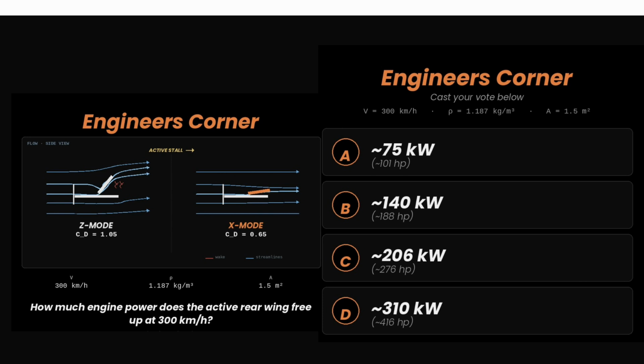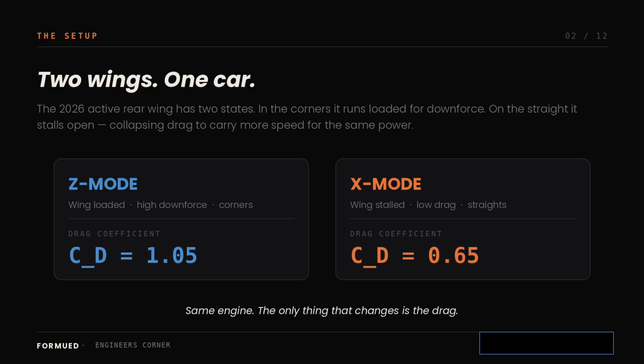And if you want to know the why, let's get into it. Let's talk about why and how this actually happens. So the finer details: it's not two wings, it's two wing configurations, one car. We have Z mode, which is the high drag mode. Our coefficient of drag sits at 1.05. This is a given value.